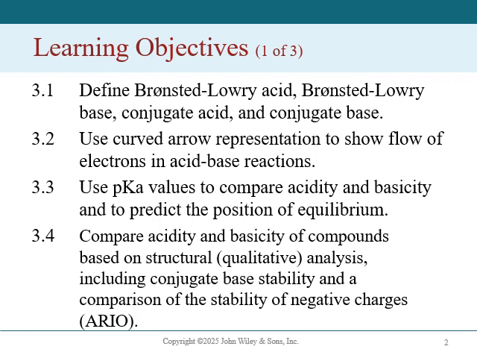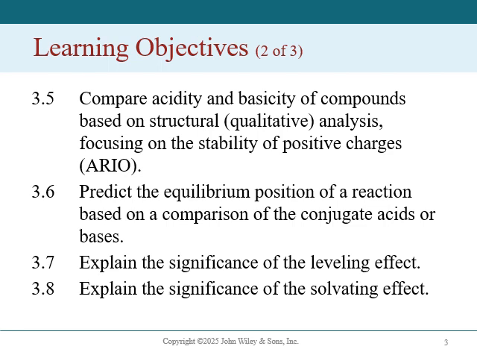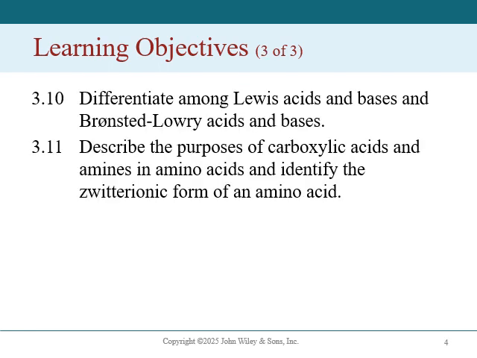factors such as structural, including conjugate base stability, and a comparison of the stability of negative and positive charges. Predict equilibrium position of a reaction based on a comparison of the conjugate acids and bases. Explain the significance of leveling and solvating effect, and differentiating between Lewis acids and bases and Bronsted acids and bases. Lastly, describe the purposes of carboxylic acids and amines in amino acids, and identify the sweeter ionic form of an amino acid.